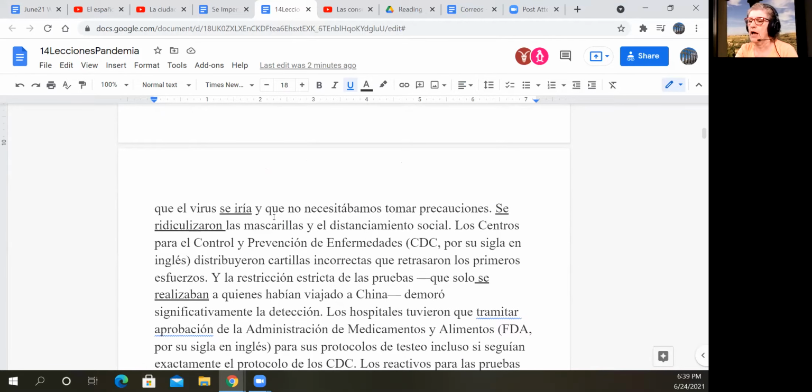Okay. Que no necesitábamos tomar precauciones. Se ridiculizaron las mascarillas. Masks were ridiculed. This is an impersonal say. Masks were made fun of, is what they're trying to get across.